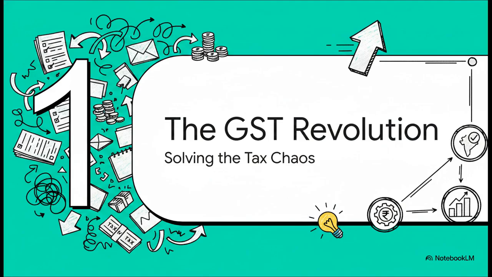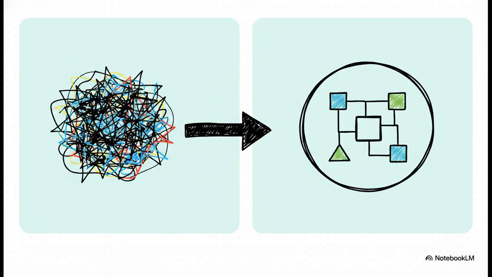Okay, Section 1. The GST revolution, solving the tax chaos. You have to understand, before GST, doing business in India meant navigating an absolute nightmare of 17 different, overlapping central and state taxes. We're talking excise duty, service tax, VAT, octroi. It was just total chaos. And the worst part? Taxes were cascading. You were literally paying tax on top of tax.